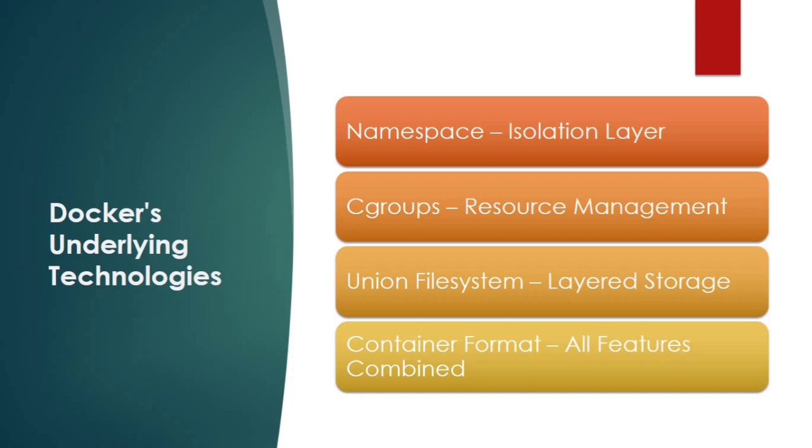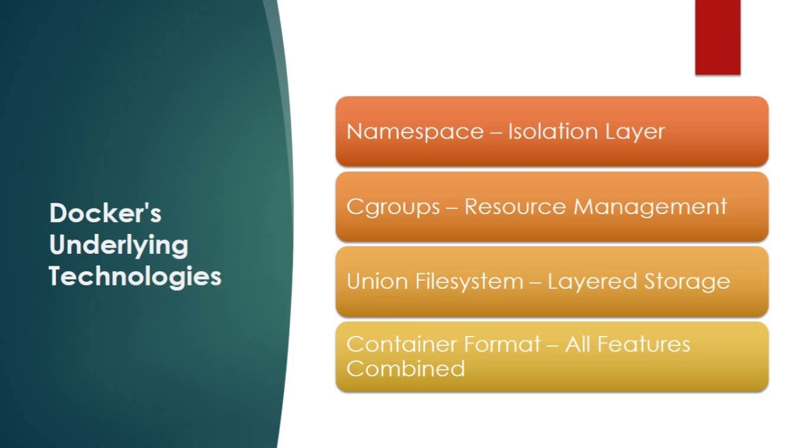Another technology it uses is cgroups. Cgroups are also known as control groups within Linux. This is basically used for resource management, which is used to control and limit hardware usage for containers like CPU, memory, disk IO. So it ensures one container does not hog all system resources at the same time.